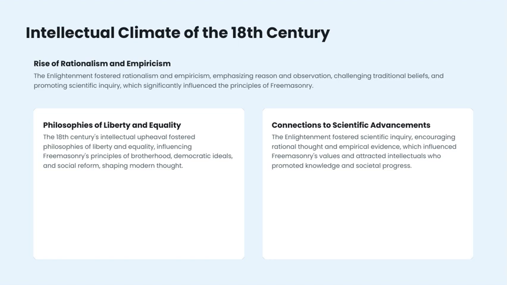Finally, the Enlightenment's focus on scientific inquiry played a crucial role. It encouraged rational thought and empirical evidence, which directly influenced Freemasonry's values. This scientific approach attracted many intellectuals who were passionate about expanding knowledge and advancing society. Overall, the Enlightenment's emphasis on reason, liberty, and scientific progress created a foundation that deeply influenced Freemasonry and its ongoing pursuit of enlightenment and societal betterment.